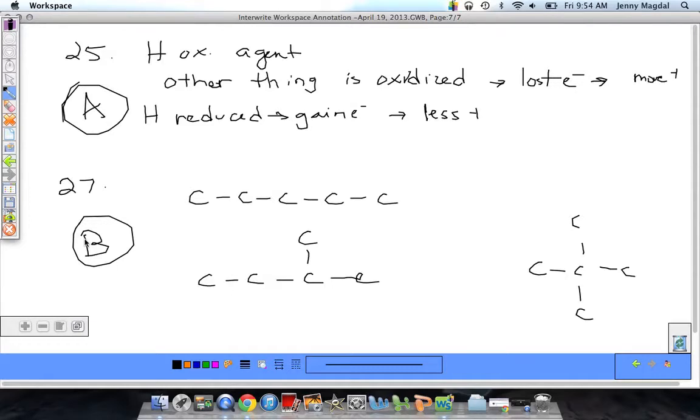28, A is the correct answer. 29 will be on the IB exam, not on the final for second semester students. It is B. And then question 30 would also be on the IB exam. The answer is A.